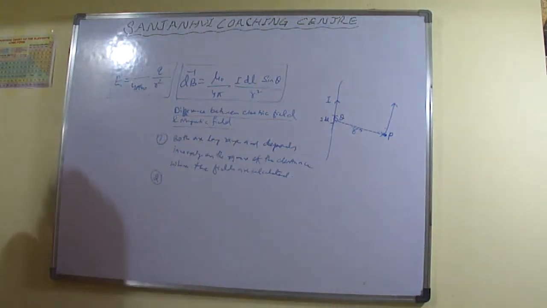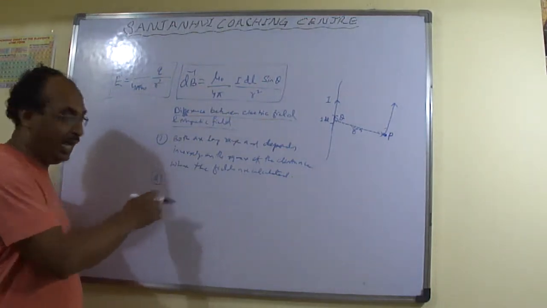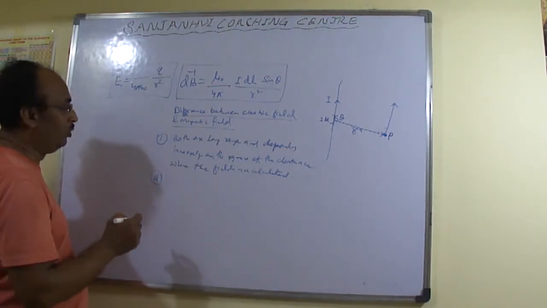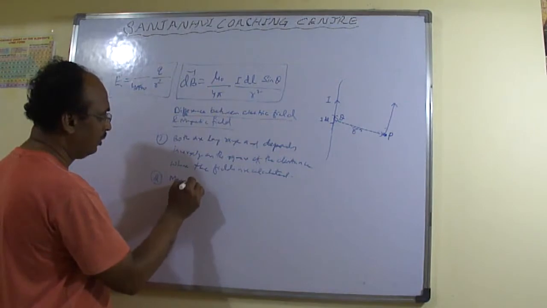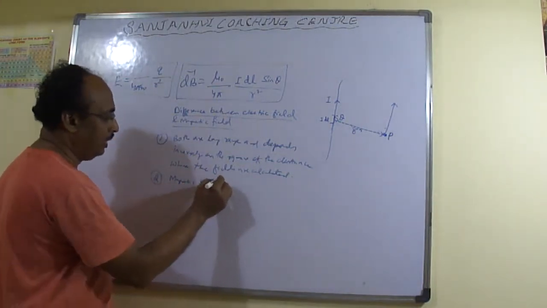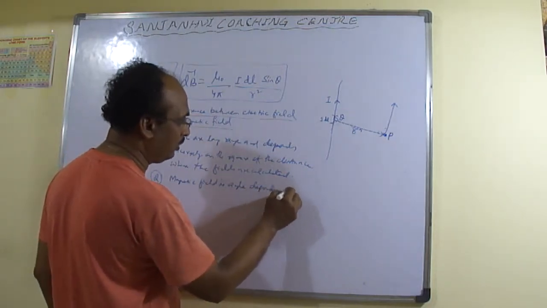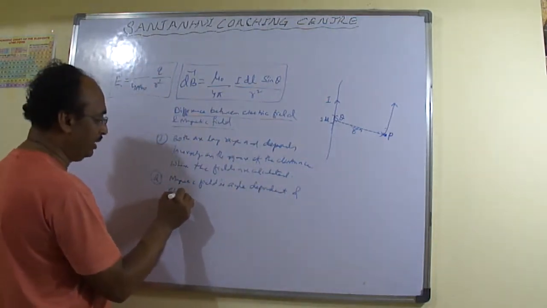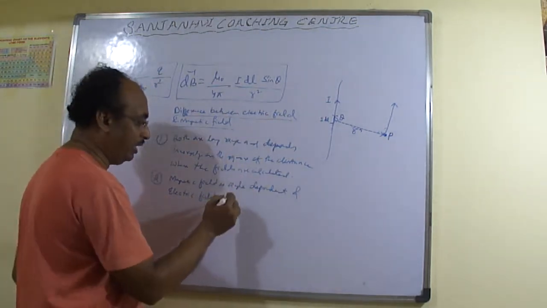Second is what? Angle dependence. Okay, very good. So we can say that magnetic field is angle dependent and electric field is angle independent.